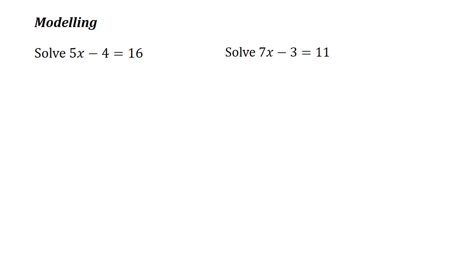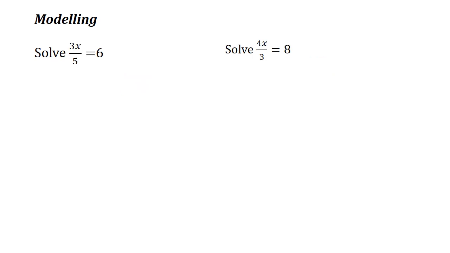Right, a couple more. We get rid of the takeaway 4 by adding 4 to both sides to give us 5x equals 20. We get rid of the multiply by 5 by dividing by 5 to get x equals 4. Once again, pause the video, you try the one on the right hand side. And you should have 7x equals 14 and x is equal to 2.